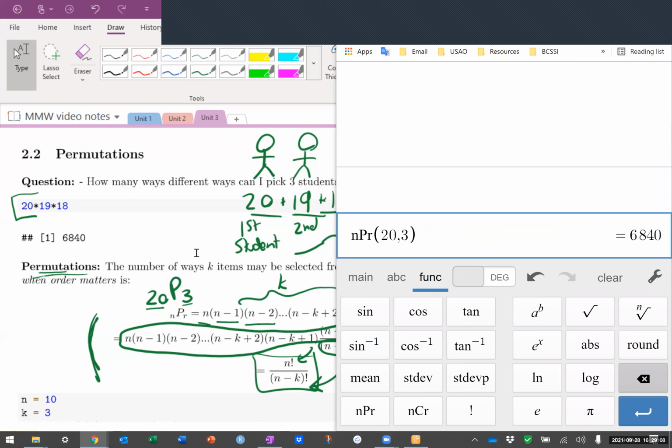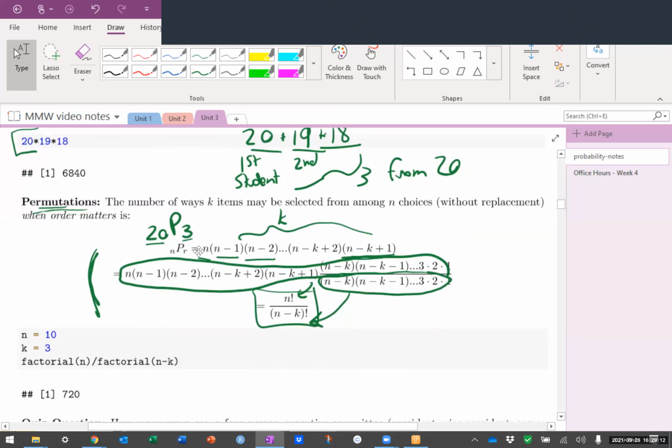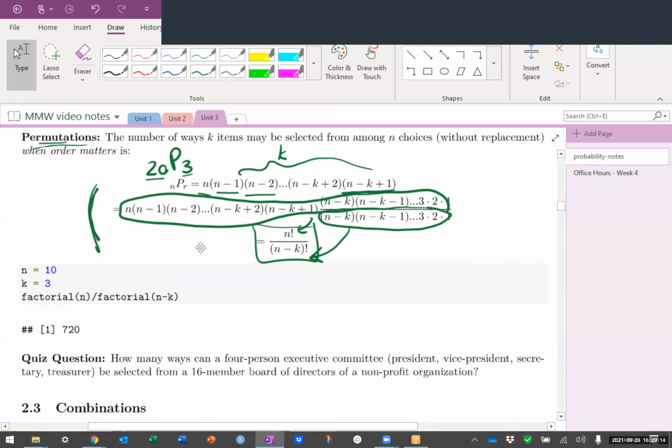So that's a pretty common counting term that we're going to use. So let's look at an example. You've got 16 people on your board of directors for a committee, and you want to know how many ways can you pick a 4-person committee where there are titles.